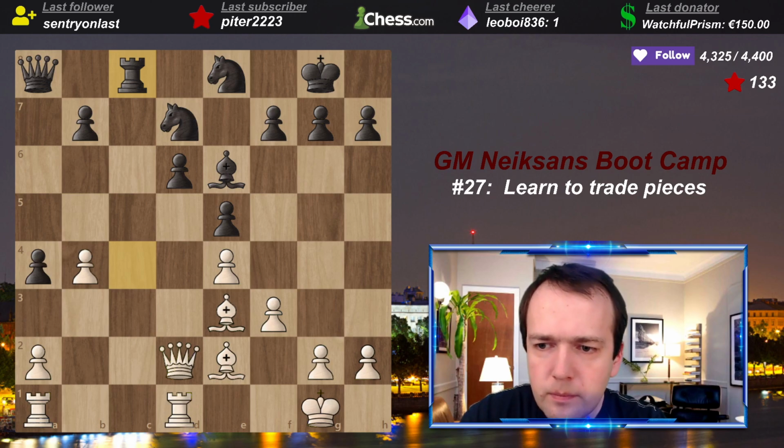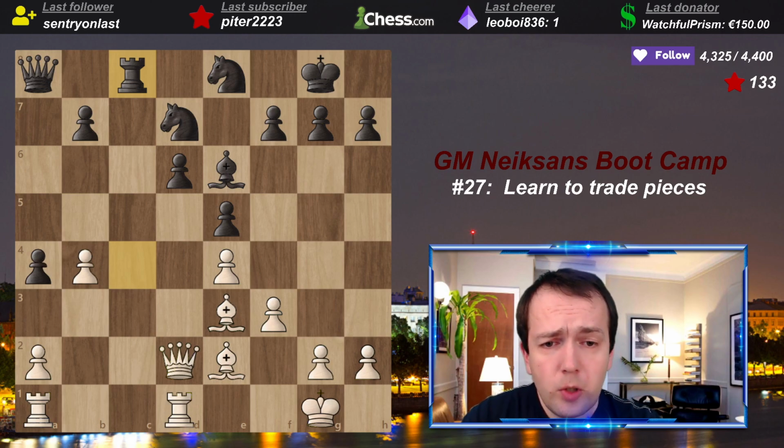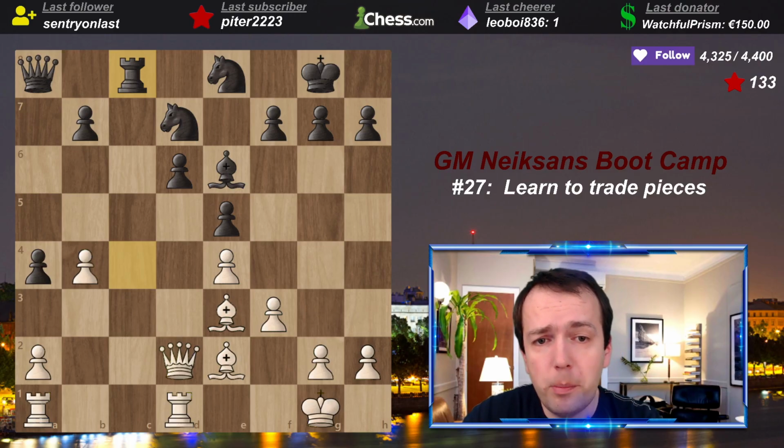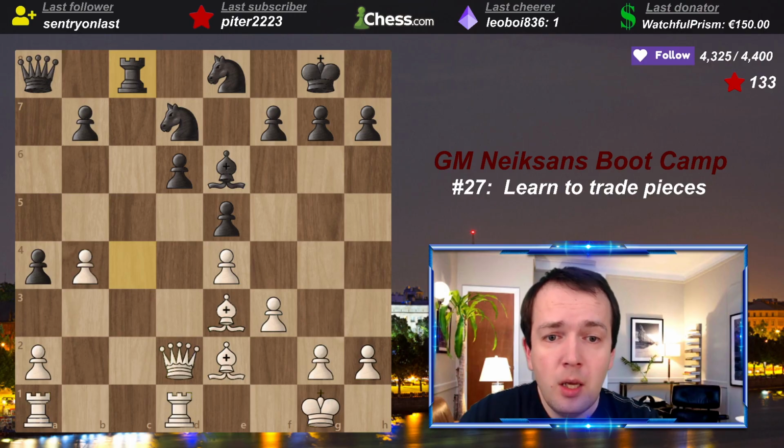Now, converting advantage. Converting advantage is a big topic, and I had a separate topic as a bootcamp, but it involves also trading the pieces. And again here, obviously, when we are having this position, we are thinking how I can trade pieces, how I can trade off some pieces. And I'm looking at this position. Why am I thinking about trading the pieces? Because I have the extra exchange for a pawn.